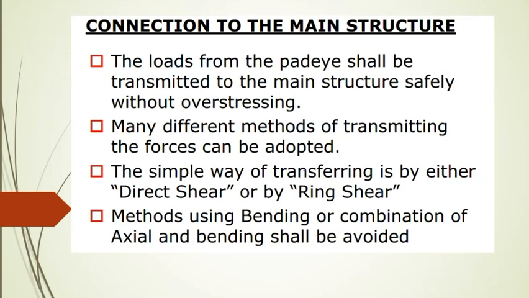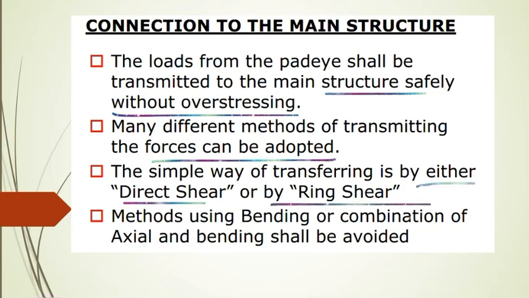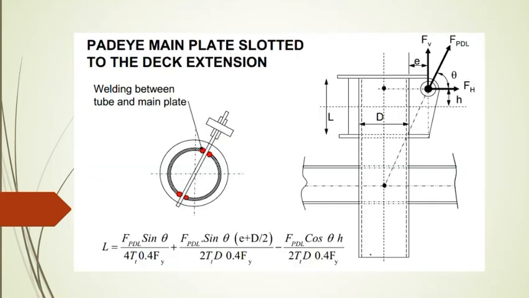Thus, in the connection to the main structure, the load from the padeye will be transmitted to the main structure safely without overstressing. Many different methods of transmitting forces can be adopted, but a simple way of transferring is either by direct shear or by ring shear. Methods using bending or a combination of axial and bending shall be avoided.